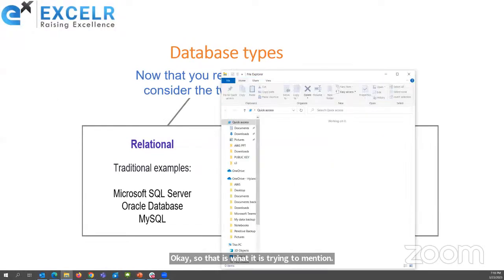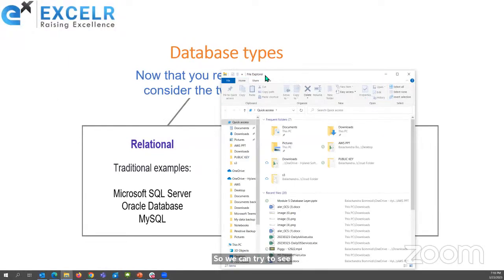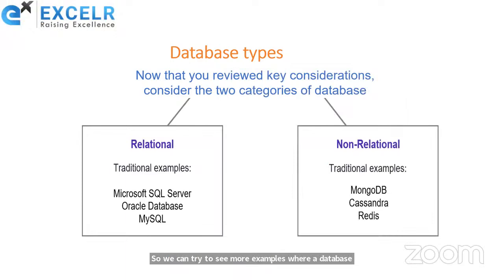Now we can see more examples of database types. What are the different types? Now that you have reviewed the key considerations, consider the two categories of databases: relational databases and non-relational databases. What are the examples? Microsoft SQL Server, Oracle Database, MySQL.